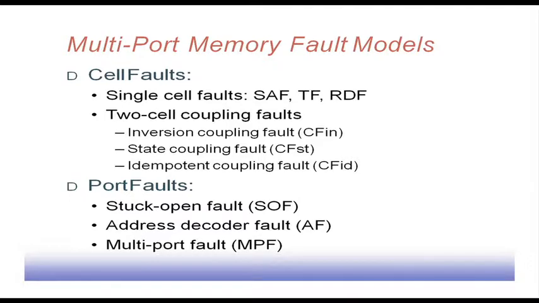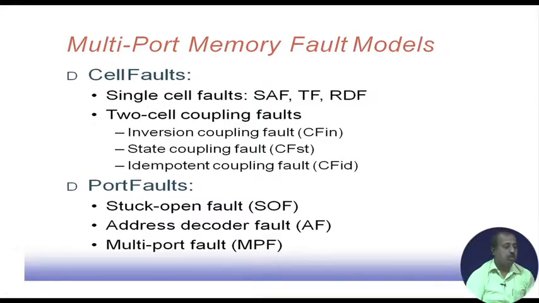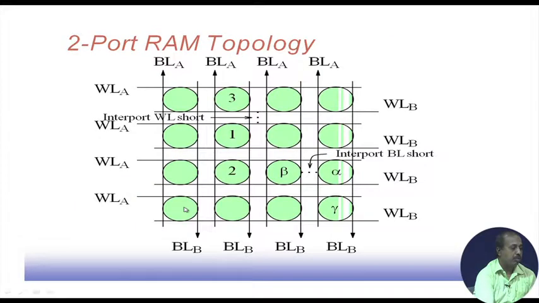The problems that can occur in multi-port memory, apart from the traditional cell faults, are port faults. Port faults include stuck open fault, address decoder fault and multi-port fault. Multi-port fault means there is a problem across ports. Apart from that we have the standard cell faults like stuck-at fault, transition fault, read destruction fault, but in addition we have port faults.